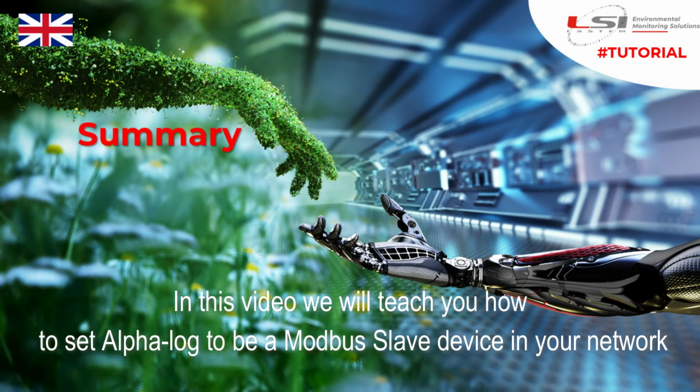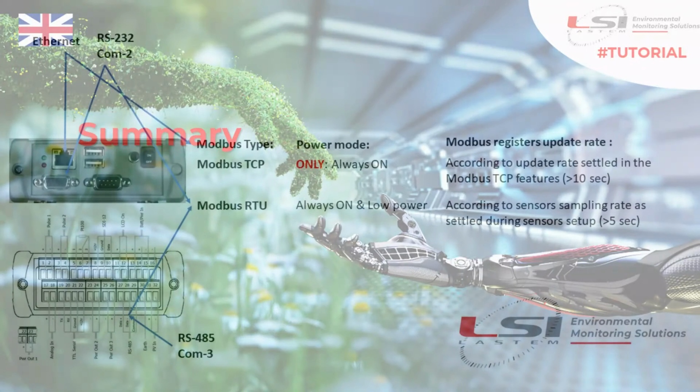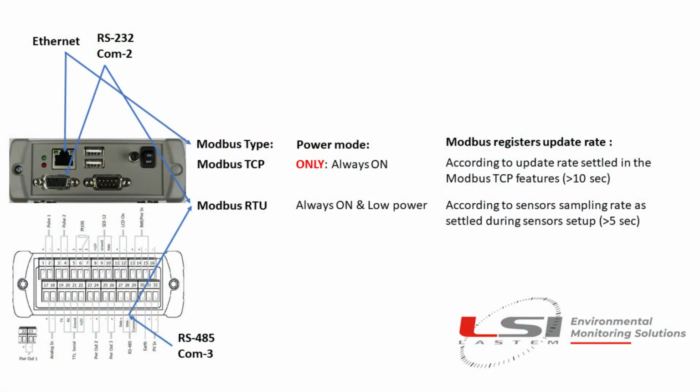In this video we will teach you how to set Alpha Log to be a Modbus slave device in your network. Alpha Log can be set to deliver data by Modbus RTU type protocol, using RS-232 or RS-485 serial ports, or Modbus TCP using the Ethernet port.